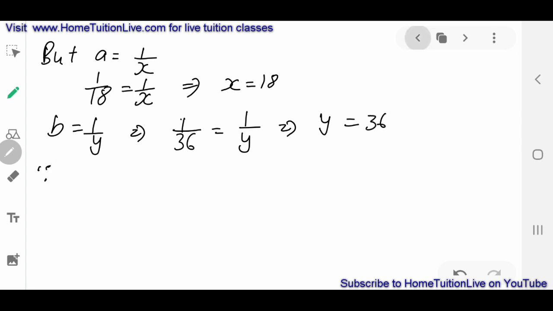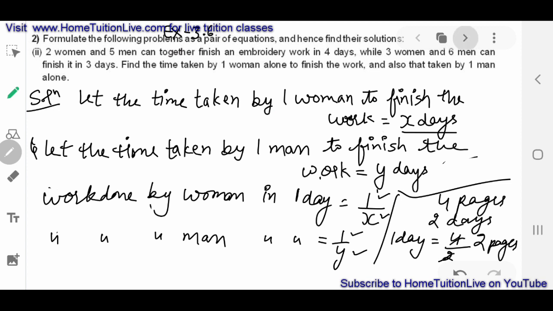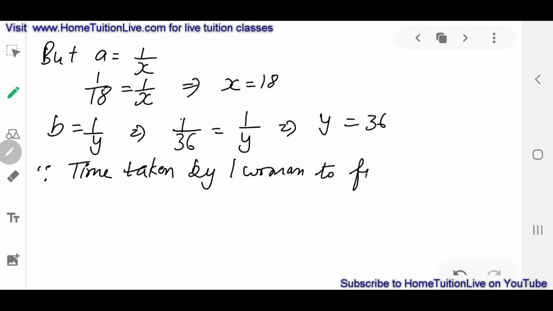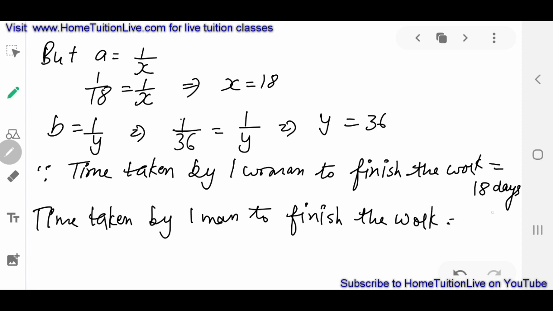Therefore, we can write that the time taken by one woman to finish the work is 18 days, and the time taken by one man to finish the work is 36 days. Okay, thank you.